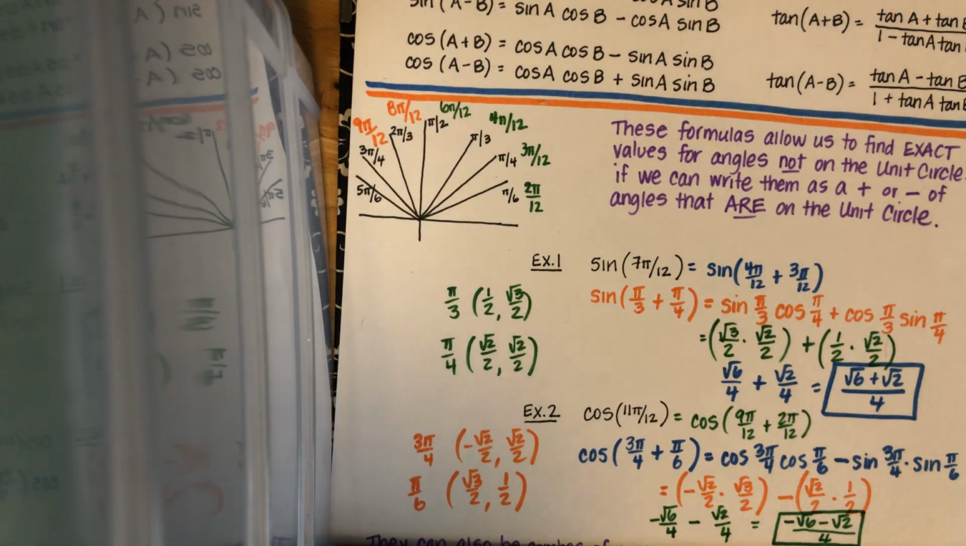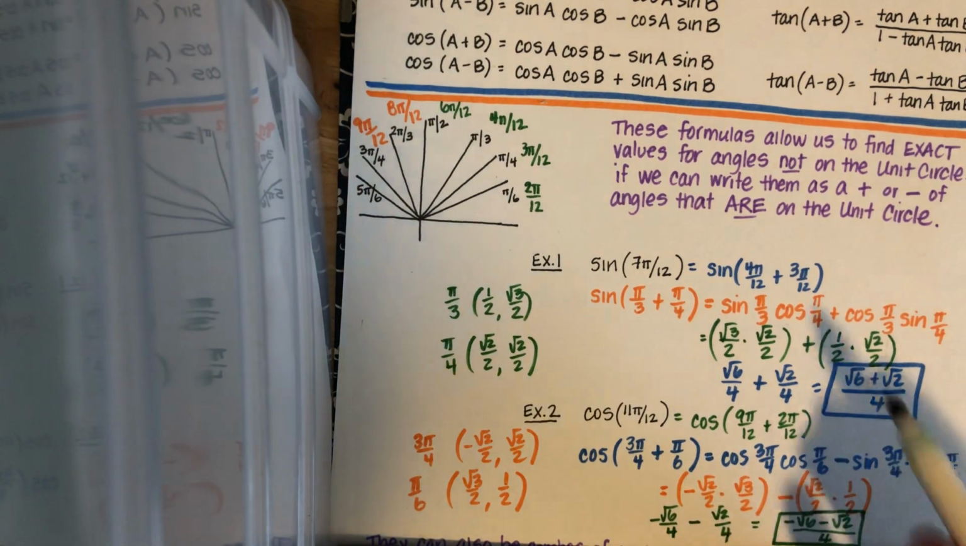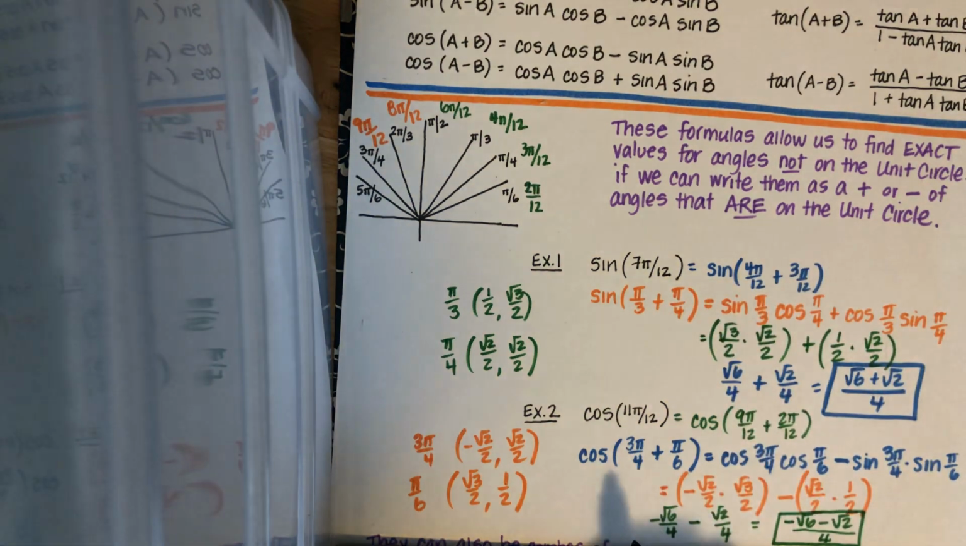Hopefully that helps and gives you an idea of what we're doing. If we want to rewrite an angle in terms of ones we know on a unit circle, we can do that. The big key is noticing that 12 is pretty much our denominator, because that's how we can combine any angles on the unit circle.